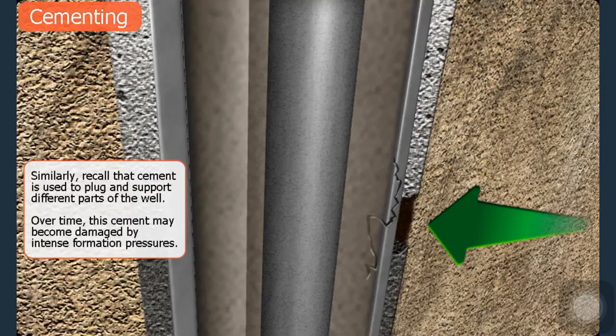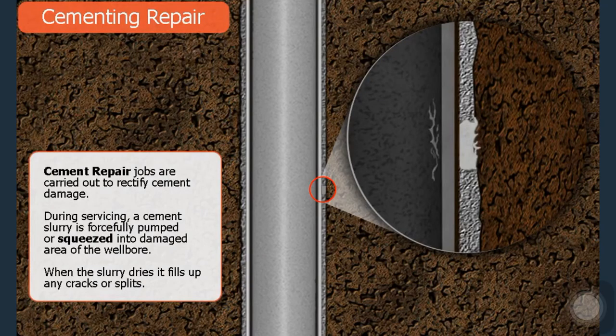Similarly, recall that cement is used to plug and support different parts of the well. Over time, this cement may become damaged by intense formation pressures. Cement repair jobs are carried out to rectify cement damage. During servicing, a cement slurry is forcefully pumped or squeezed into the damaged area of the wellbore. When the slurry dries, it fills up any cracks or splits.